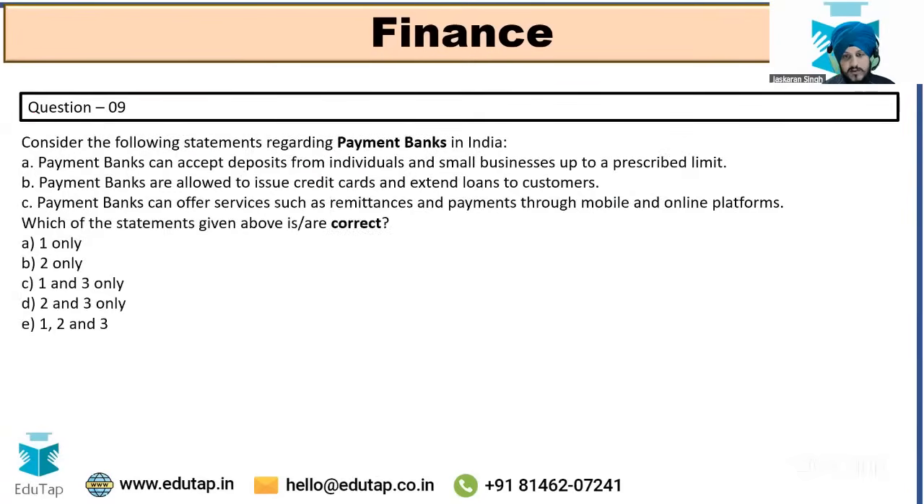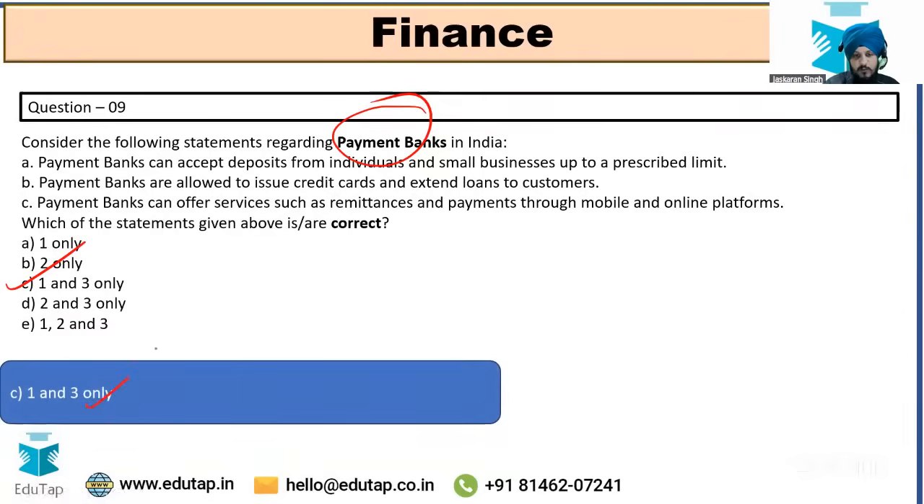So the ninth question was regarding payment banks, and it was a comparison between payment banks and traditional banks. So I would say this was also an easy question. We know that payment banks can accept deposits, but they do not provide credit, right? They do not provide loans. So these sorts of points were added as a part of the options. So with respect to this one, C is going to be the correct answer, which is statements 1 and 3. These are going to be the correct ones.